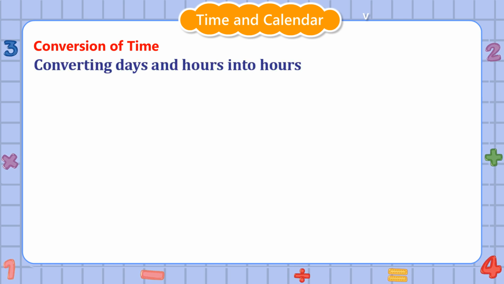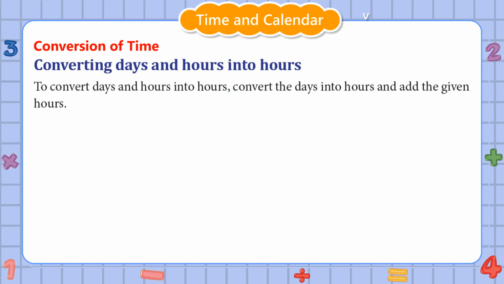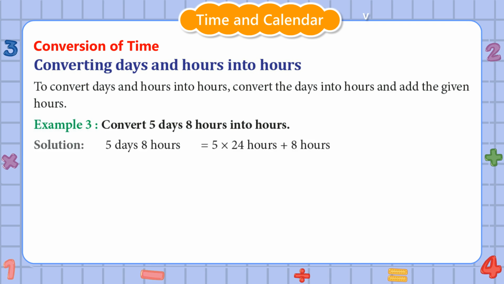Converting days and hours into hours. To convert days and hours into hours, convert the days into hours and add the given hours. Example 3. Convert 5 days 8 hours into hours. Solution. 5 days 8 hours is equal to 5 multiply 24 hours plus 8 hours. It is equal to 120 hours plus 8 hours. It is equal to 128 hours.